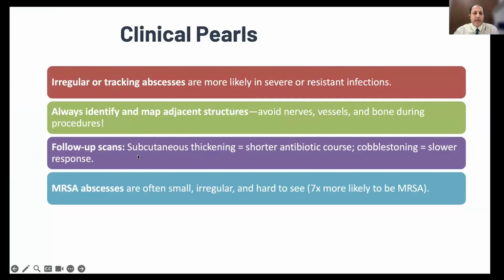For follow-up also, ultrasound is a very good tool. If a patient has cellulitis with just subcutaneous thickening, maybe a short course of antibiotics is enough. But if you have cobblestoning, meaning more advanced cellulitis and slower response, maybe you need to continue the antibiotic long term. Also, if you find an abscess that is irregular and very small and hard to see, it is 7 times more likely that this abscess is due to MRSA.